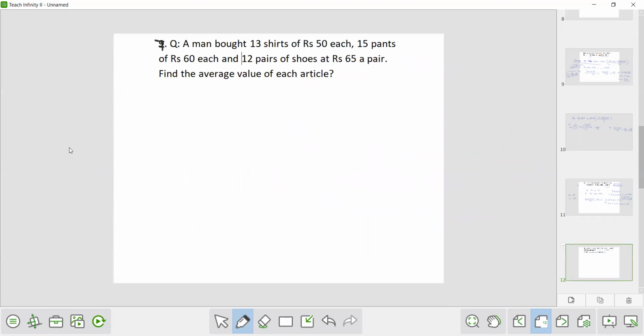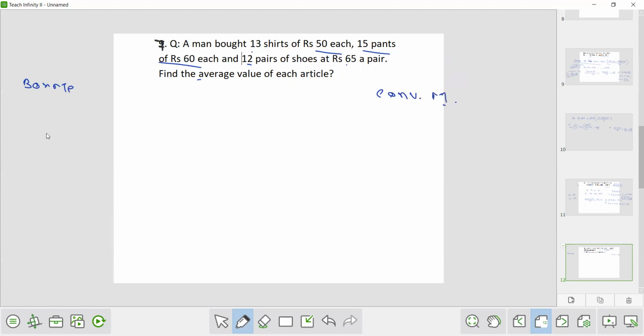Okay, this is question number 7. Now look, a man bought 13 shirts of rupees 50 each, 15 pants of rupees 60 each, and 12 pair of shoes at rupees 65 a pair. Find the average value of each article. For this question, I will explain the two methods: first the box method, and next the conventional method.